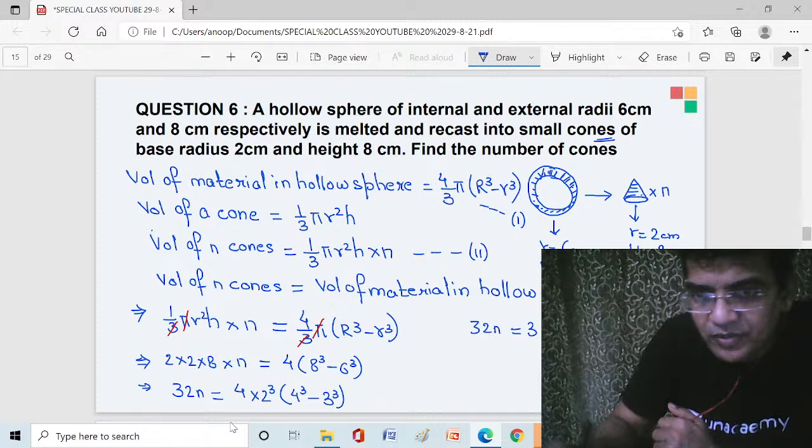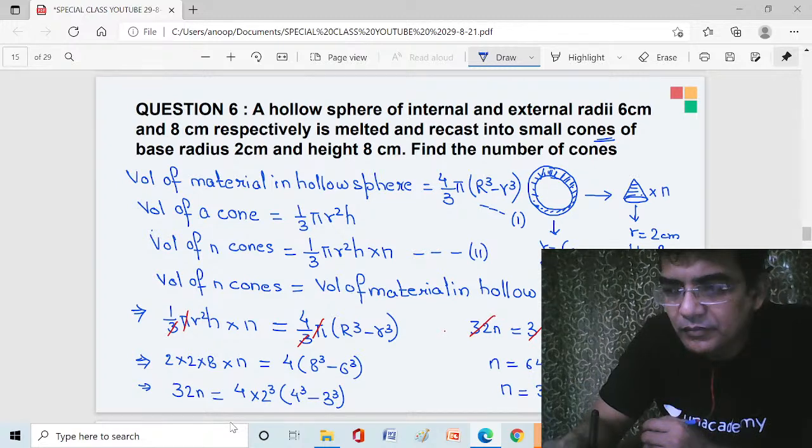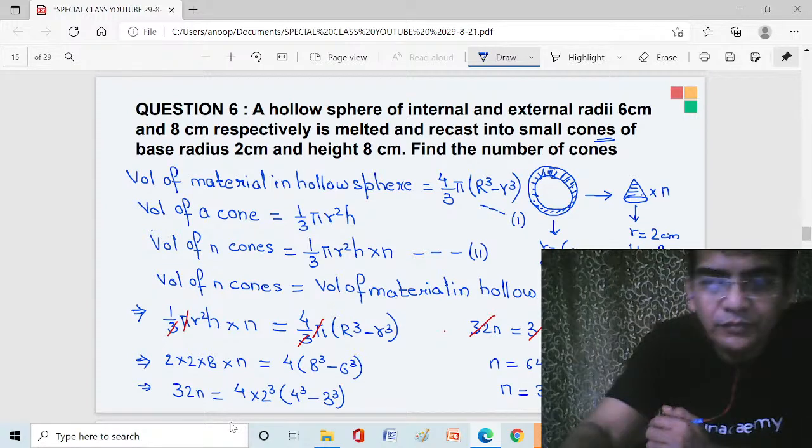Now again you can see that on the left side and on the right side this 32 can be reduced. So I am getting the value for n, that is the number of cones: 64 minus 27. So the number of cones coming is 37. So this will be my answer. The question says find the number of cones cast. So the number of cones cast was 37. Okay, so let's move on to the next one.